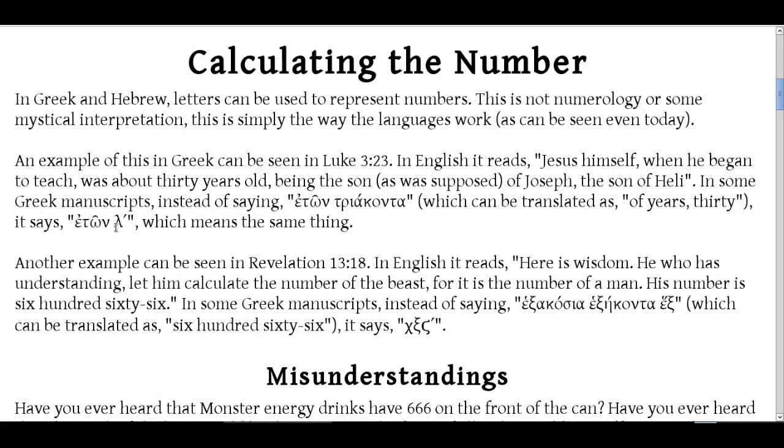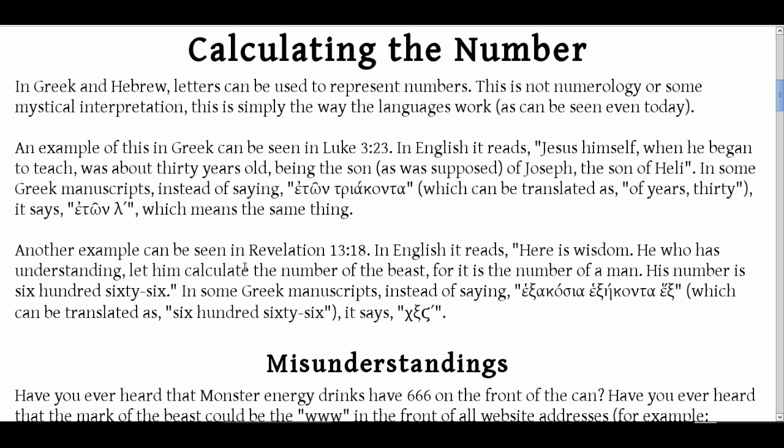Now, one thing I want to point out is first, as I said, lambda is a letter and it represents 30 in Greek. This symbol right here, I'm going to highlight it, that symbol right there signifies that the group of letters that precedes it, in this case only one, lambda, is not a word but a number. So this symbol represents that lambda is a number.